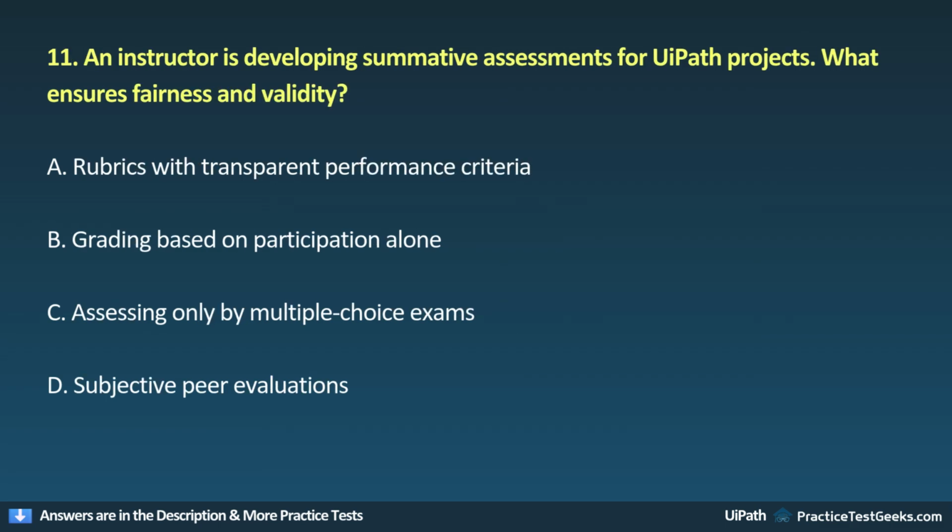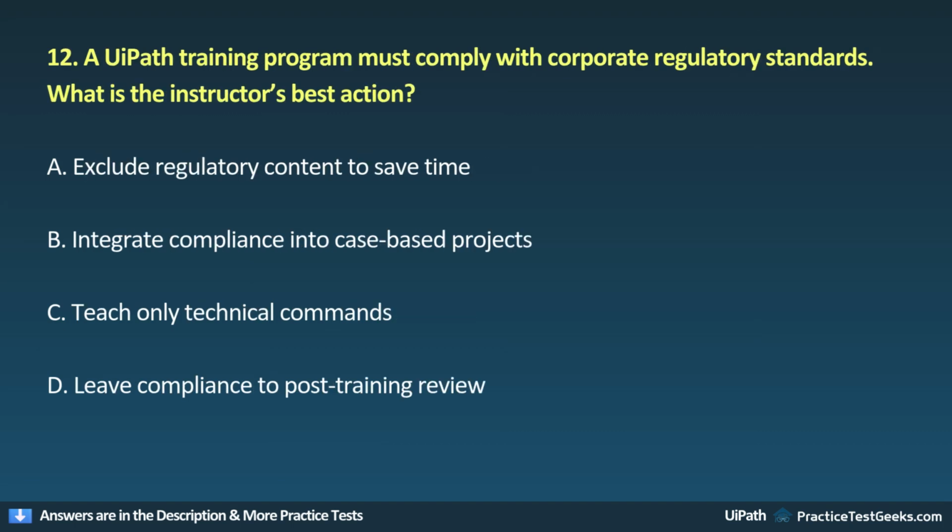11. An instructor is developing summative assessments for UiPath projects. What ensures fairness and validity? A. Rubrics with transparent performance criteria. B. Grading based on participation alone. C. Assessing only by multiple choice exams. D. Subjective peer evaluations.